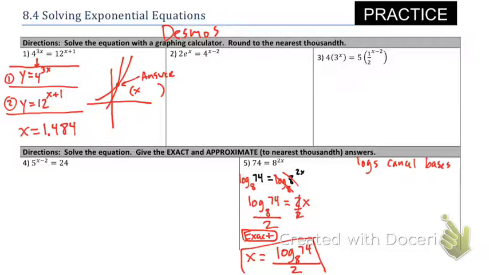All right, now my decimal answer. We want to compute this. So again, using your calculator, you're going to throw this in your calculator, log base 8 of 74, get this answer, and then divide it by 2. Your decimal answer should be this approximation. It's 1.035.